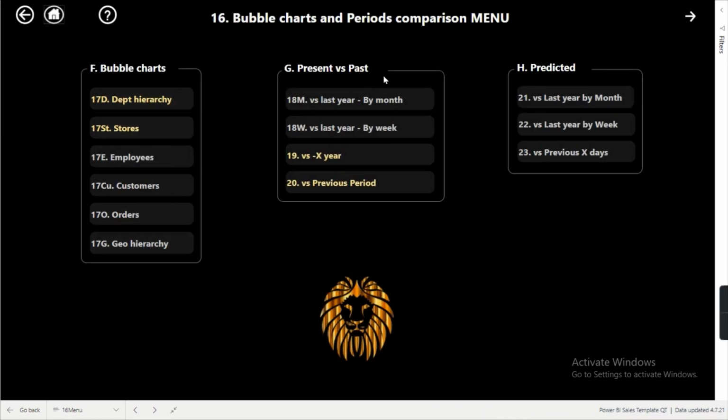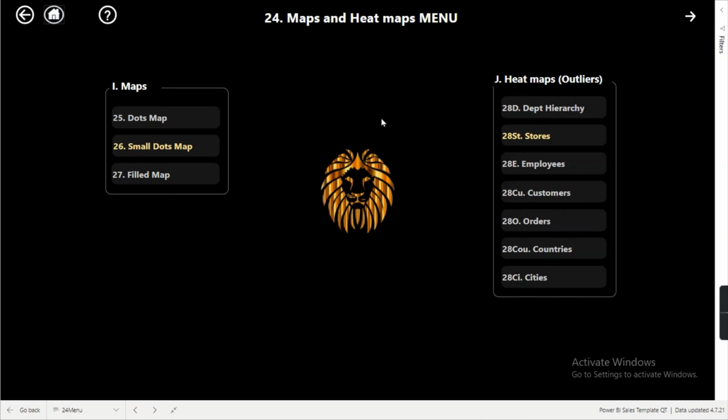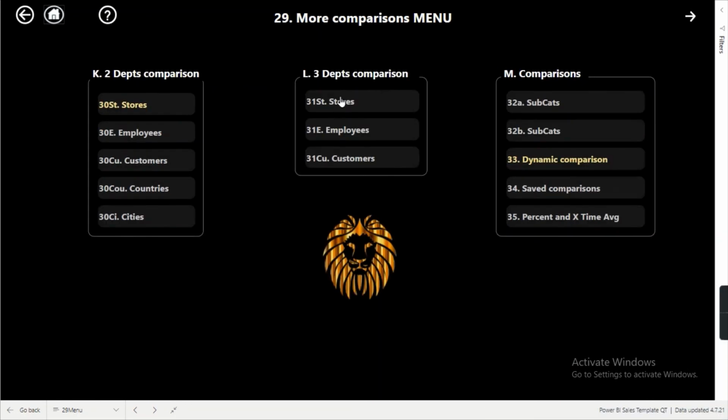Present versus past. Predicted values for planning. Maps, there are 3 maps. Heat maps, colored maps, that's a set of pages. Two depths comparison, two first depth comparison, a set. 3 depths, subset. Comparison, also a set.